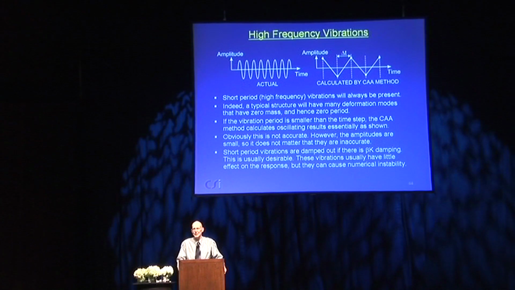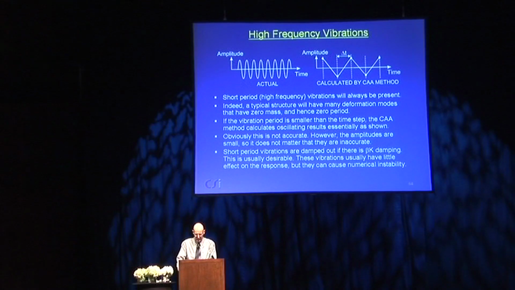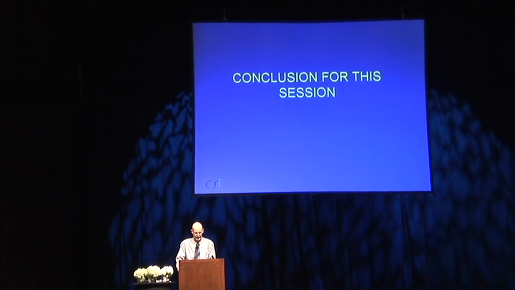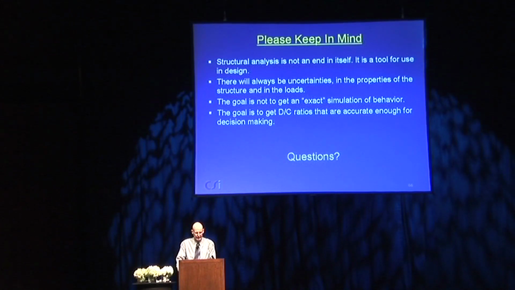But in any structure, you've got all sorts of high-frequency vibrations floating around, and most of them are going to have periods which are shorter than the time step. The CA method works fairly well, but on the other hand, it's not a good idea to have these things floating around. This is one of the reasons why I strongly recommend that even if you use modal damping, you put in a small amount of beta K damping. Then for these very high frequency components, even a small amount of beta K damping will get rid of these things, and they'll be so small they won't create a problem, and it won't really alter the response very much. So let's conclude this session.